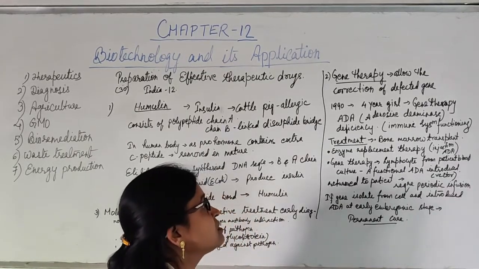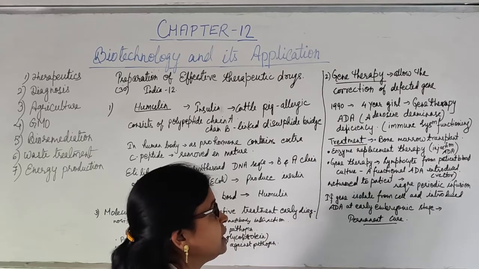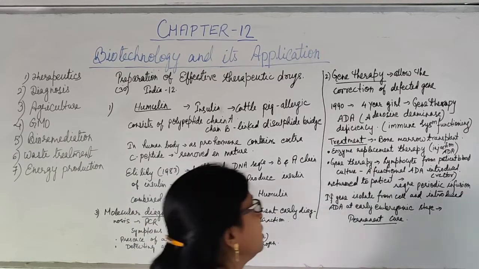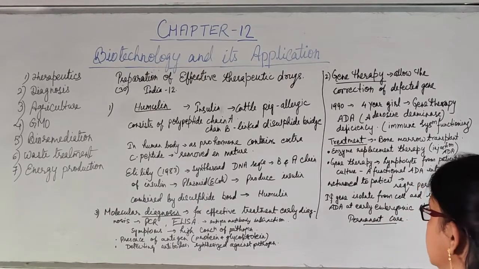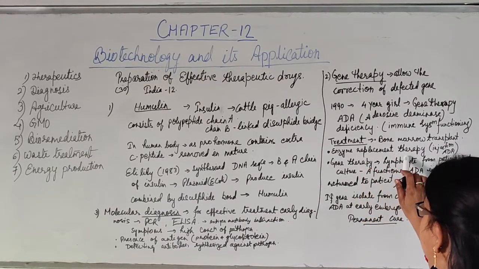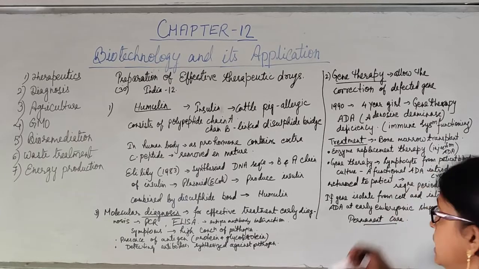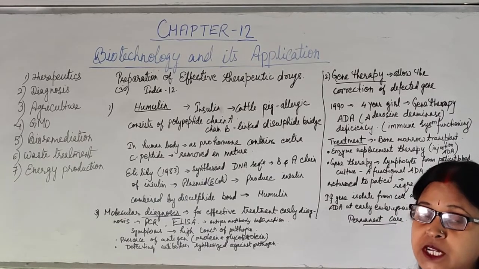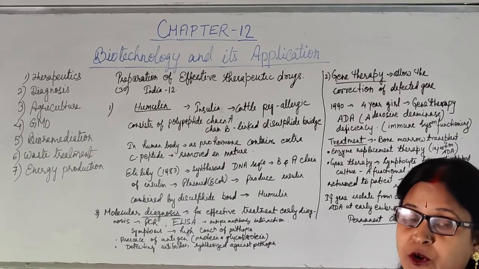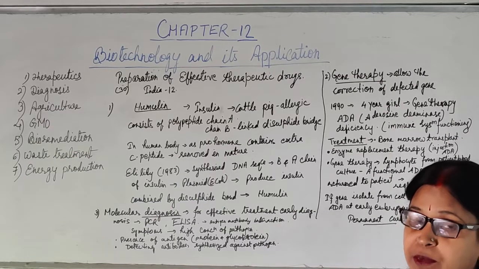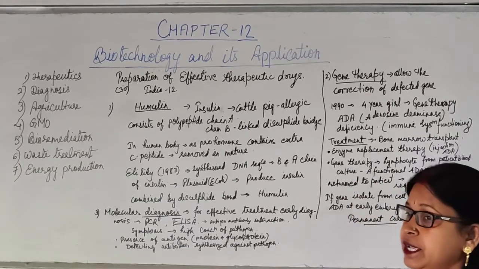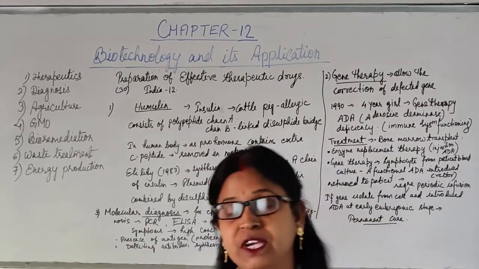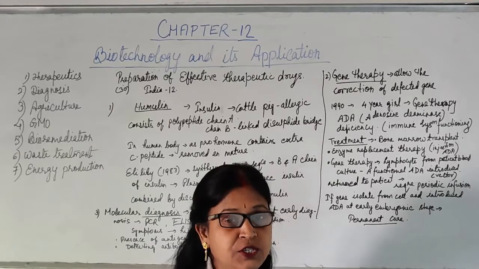For treating this disorder, there were different methods. First was the bone marrow transplantation, then enzyme replacement therapy. That means the ADA enzyme is introduced in the form of injection into the patient's body, but these are not a permanent cure. Then gene therapy. Nowadays, with the help of rDNA technology, we can apply this technique, that is gene therapy.